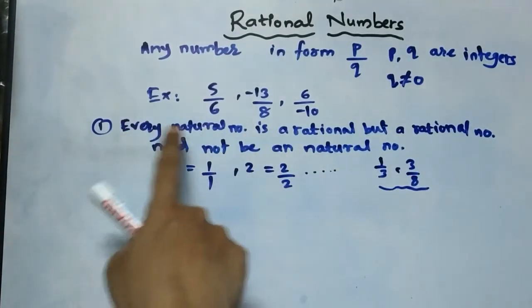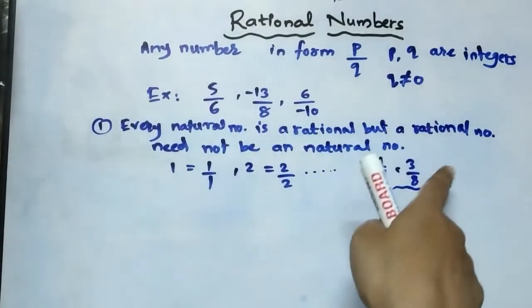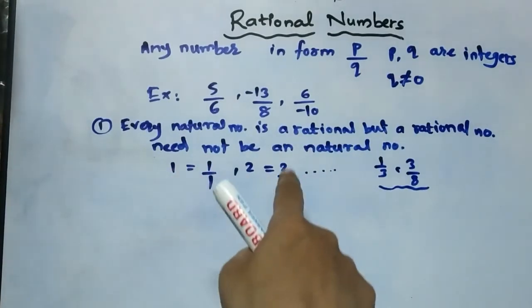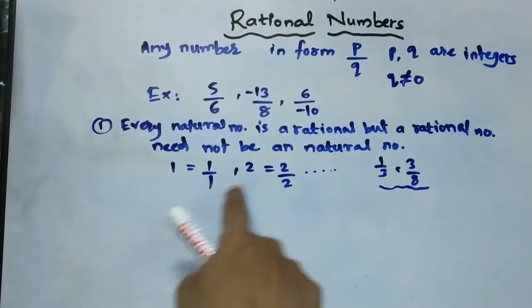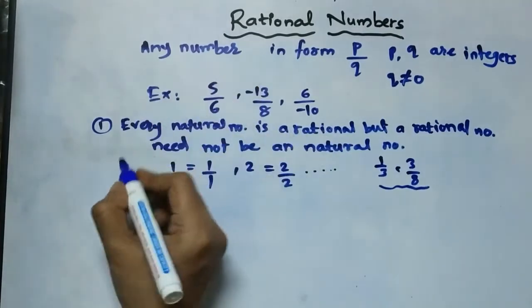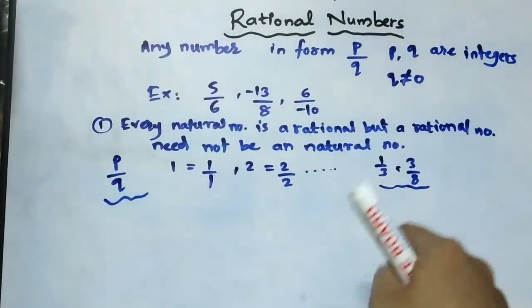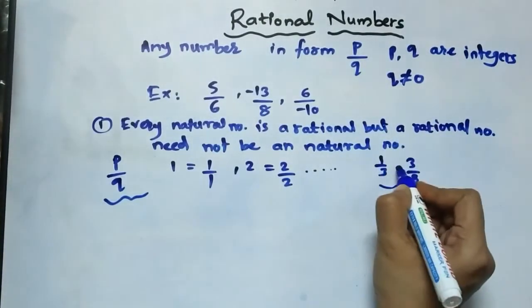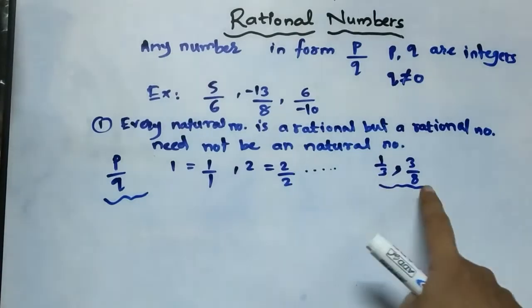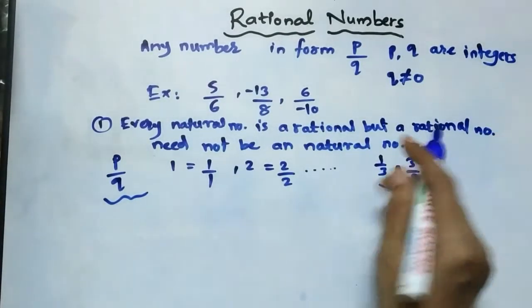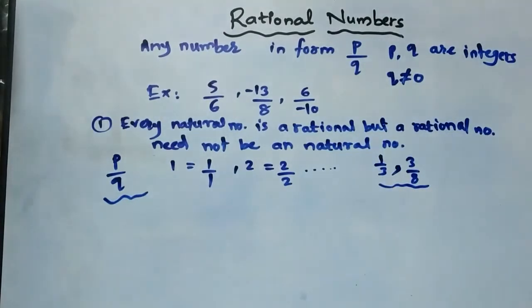So we can say every natural number is a rational number. These 1, 2 and so on are the natural numbers, and they can be represented in the P by Q form. But these numbers 1 by 3, 3 by 8 are rational numbers, but you cannot call them natural numbers.